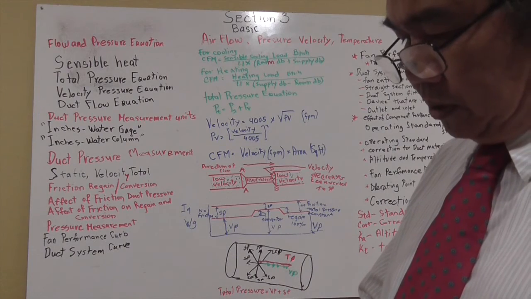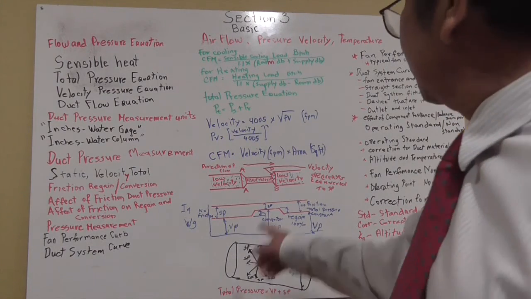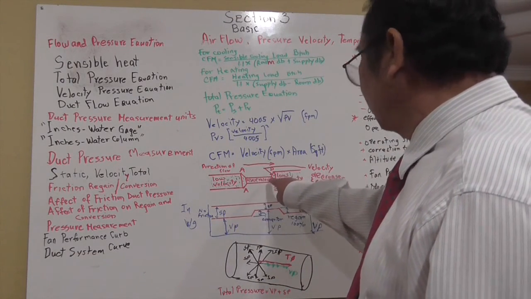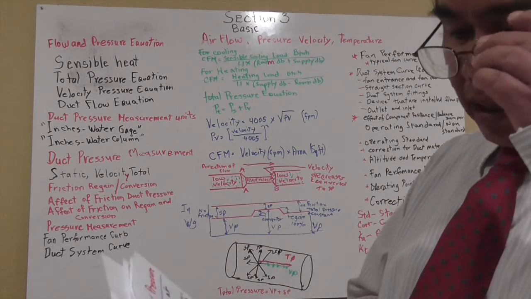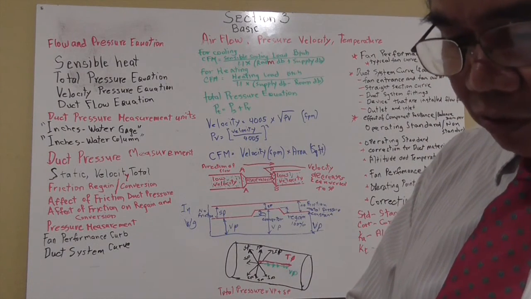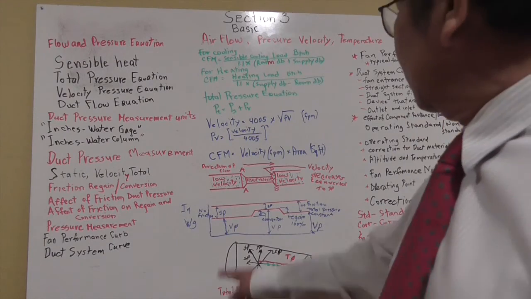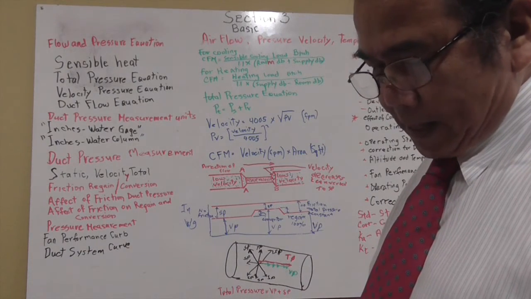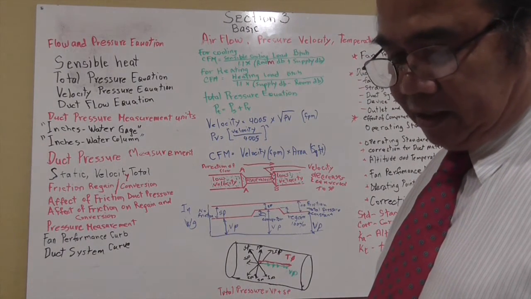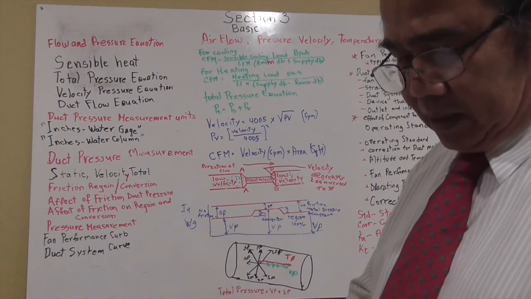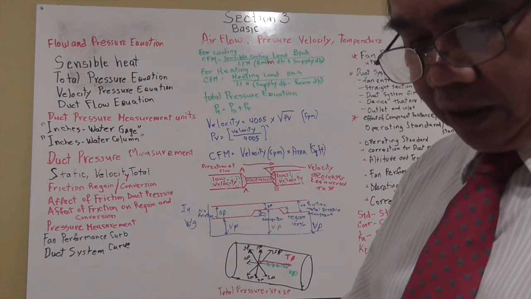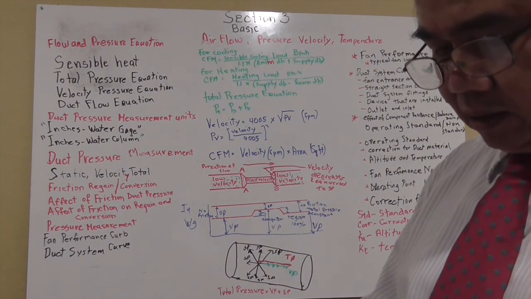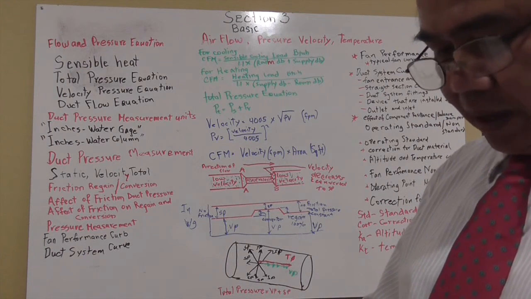Effect of friction on regain and conversion. This is what I explained, the effect of the friction, because over here you're going to get a lot more friction. When air moves through the duct, the total pressure always decreases in the direction of the flow. So there's always friction going through the duct, and it decreases the total pressure. The static pressure can increase or decrease depending upon the changes in velocity that occur at the transitions, branches and tees.